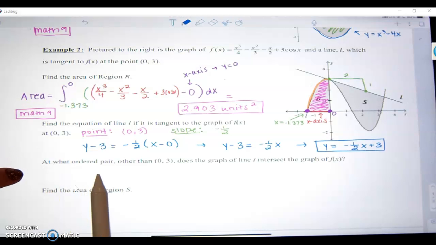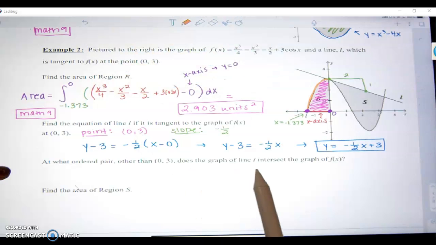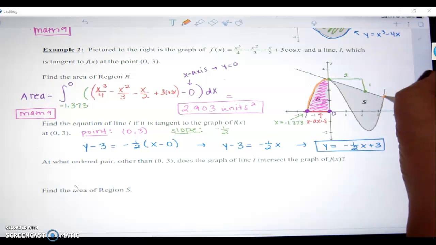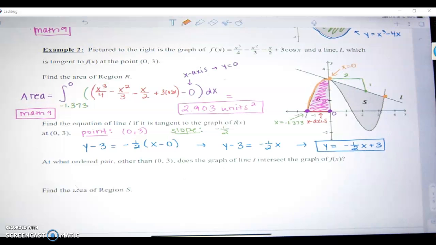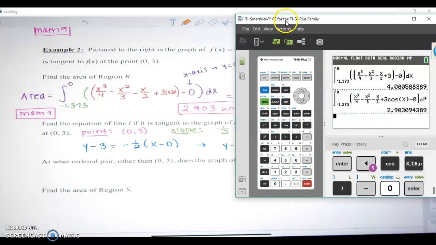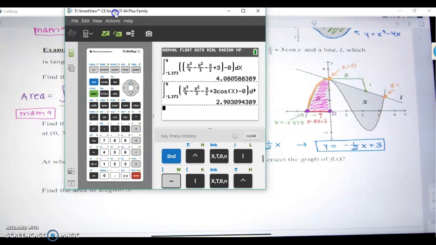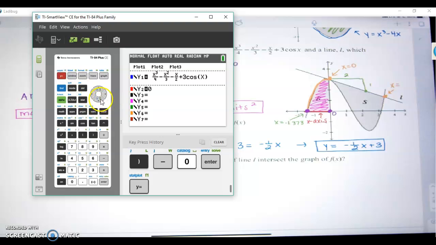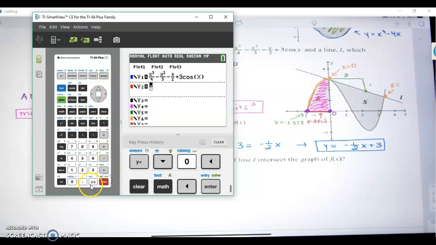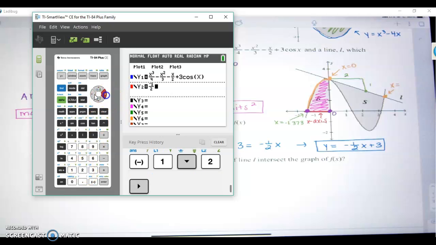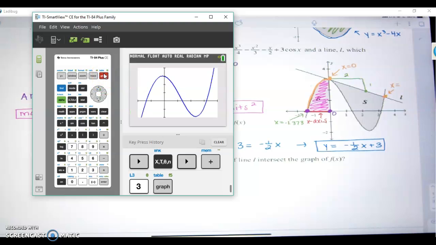Alright, so for the next one it says, what ordered pair other than 0, 3 does the graph of line L intersect f of x? So they're talking about this point right here. So we already know that it intersects at the point x equals 0 or 0, 3. We need to find where it intersects here. So now that we know the equation of our straight line, we can go back to our graph, and instead of y equals 0, we're going to type in our line here. So we're going to have -1/2 x plus 3, and then we can graph this. So now our graph should look like the graph that we had there.